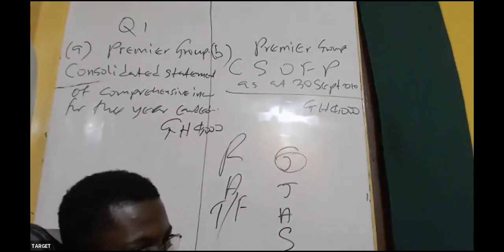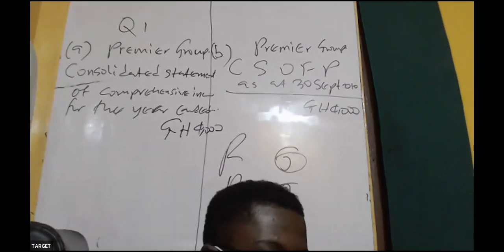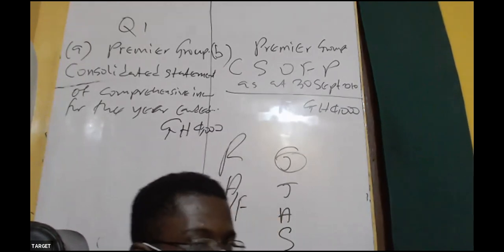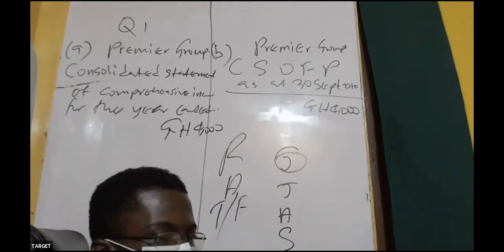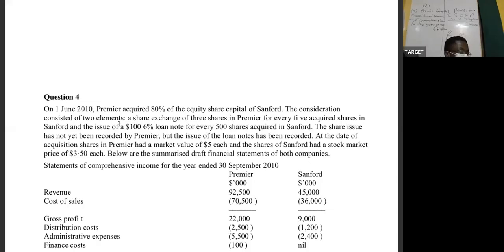Come and see the story. 1 month consolidation. This one is June to September, 4 month consolidation. Let's continue. That will make it very interesting.